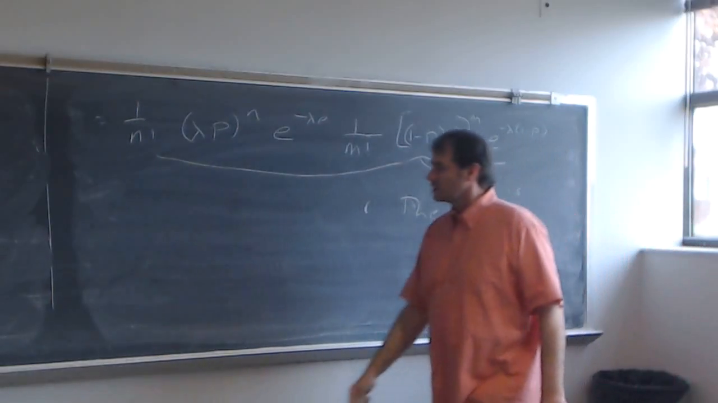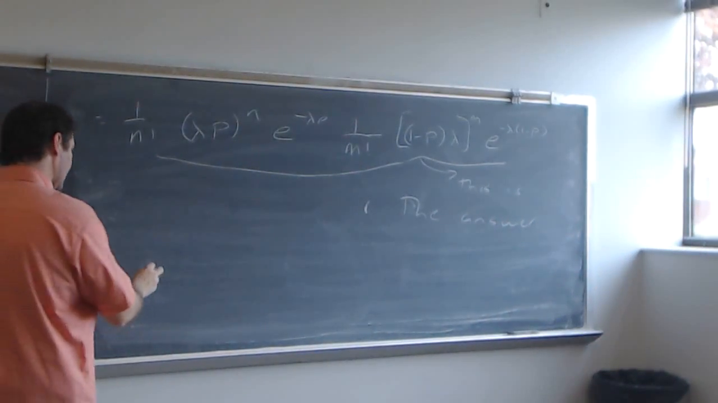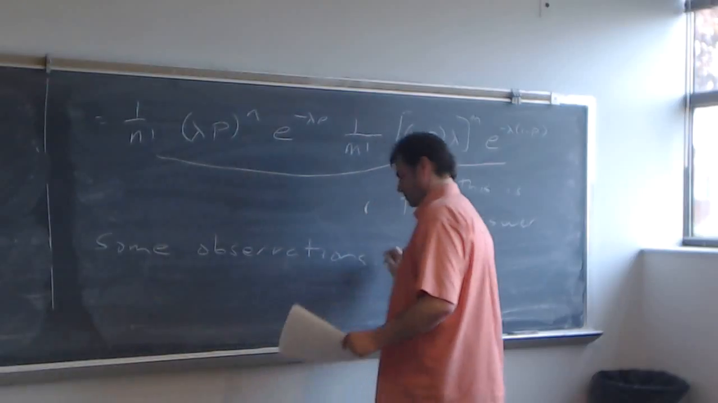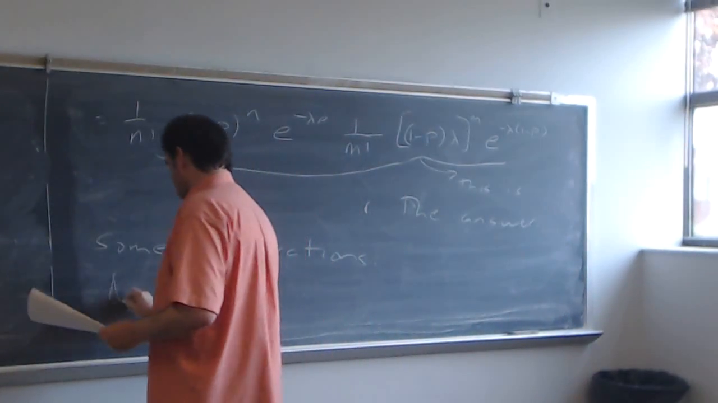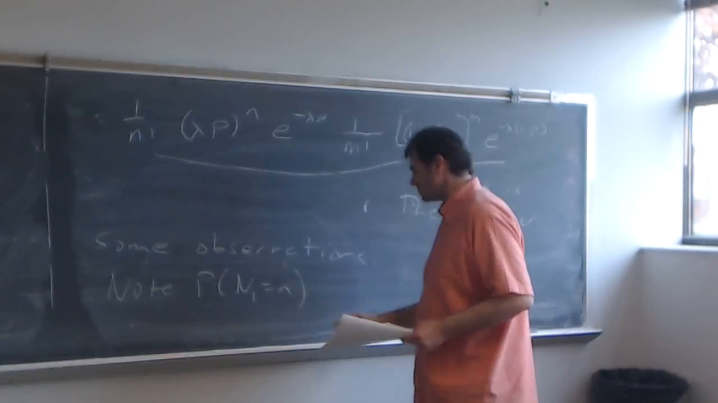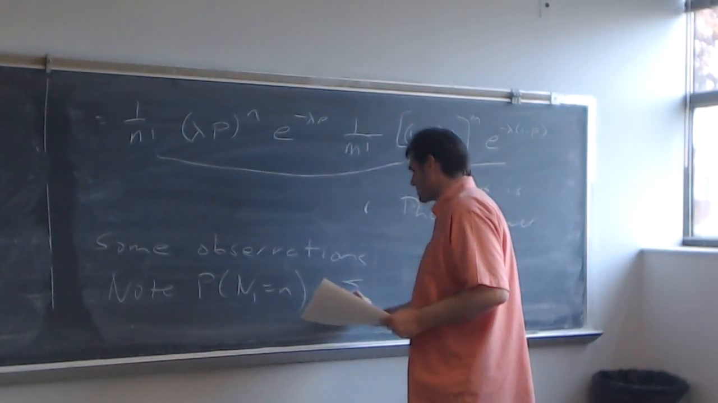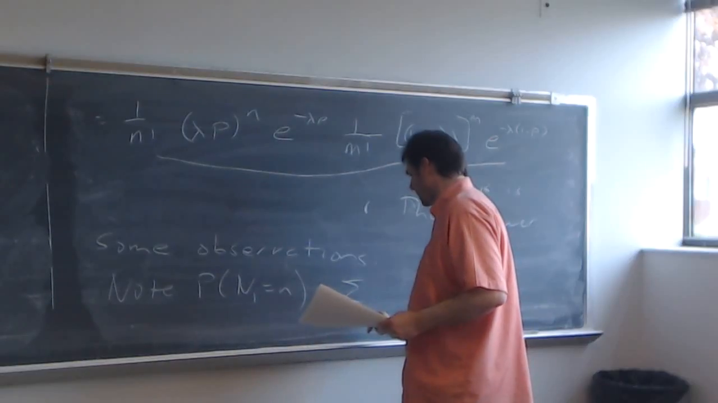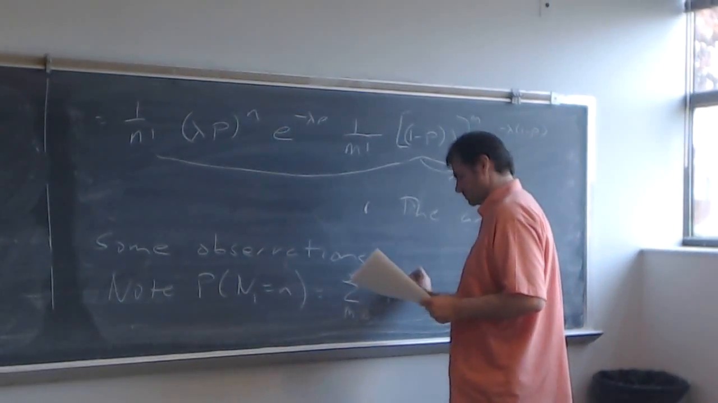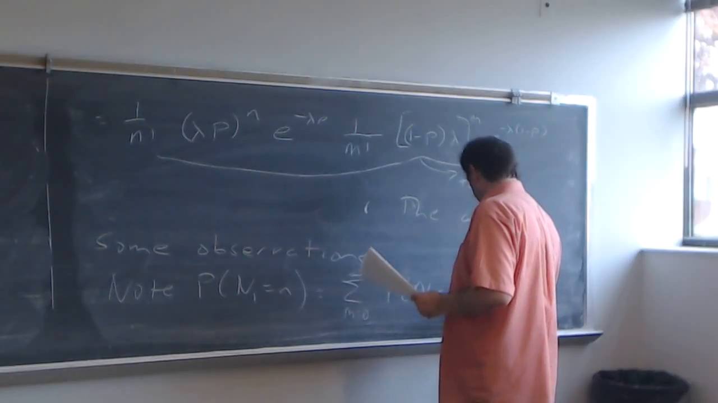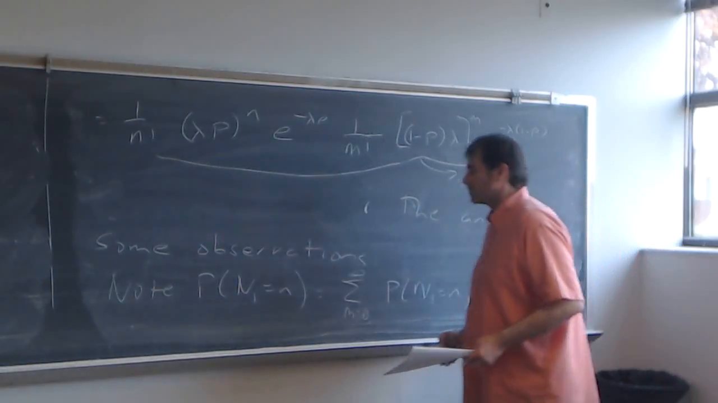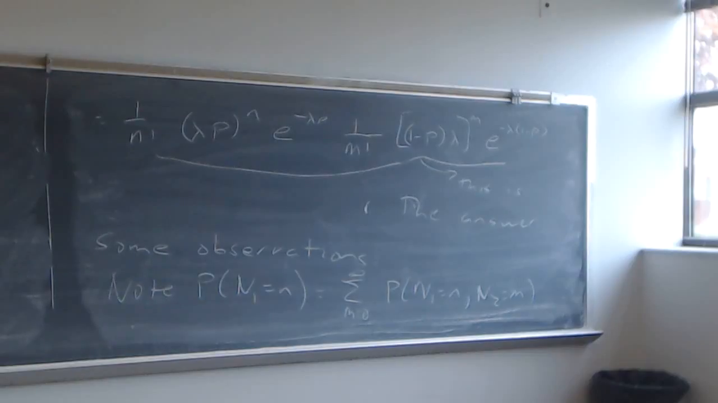That's the form of the answer. All right, now some observations. Here's something to notice. The probability that N1 equals n, just the chance that you get n number of women, would be the sum as m runs from 0 to infinity of the joint probability, that is N1 equal to n and N2 equal to m, whether it's probability density or mass.